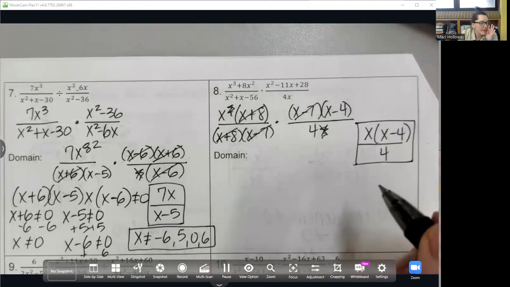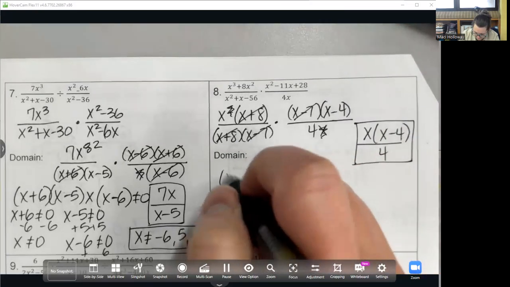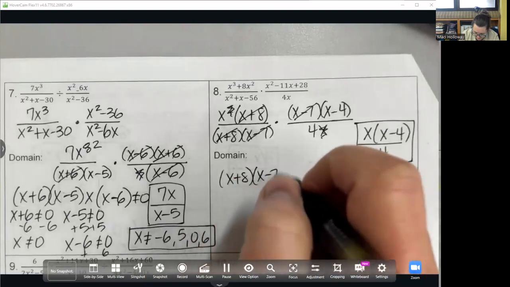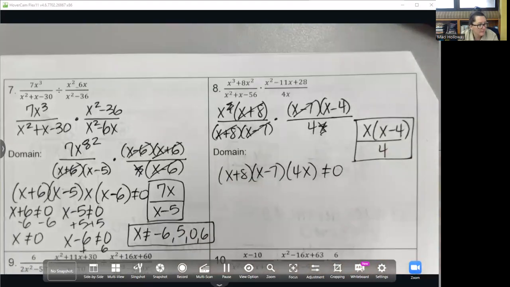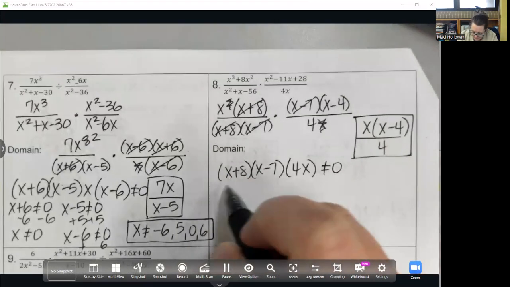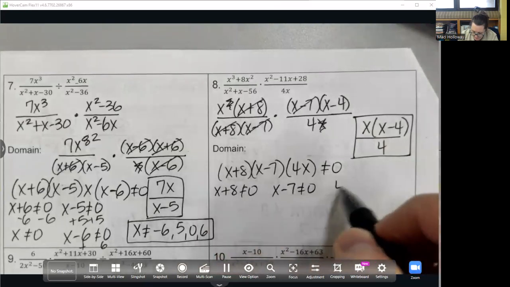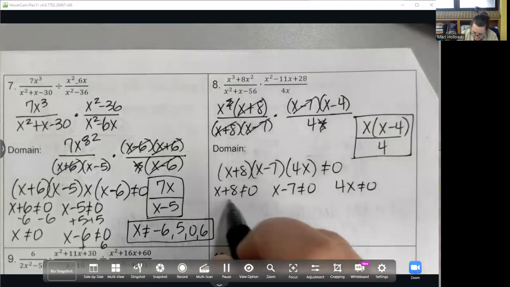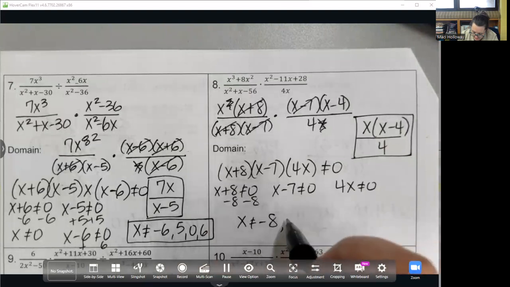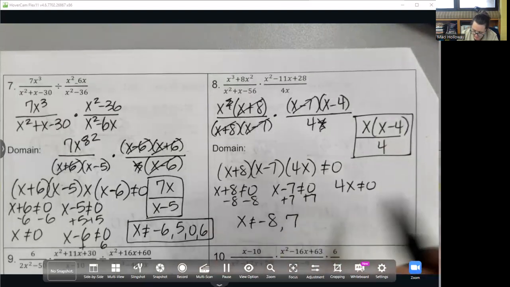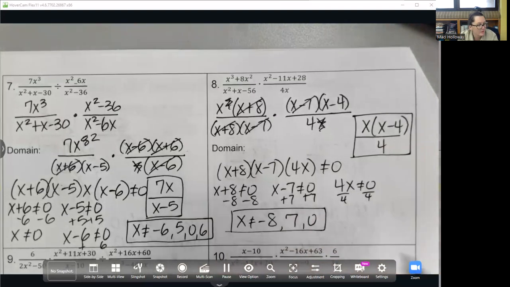All right. So our domain is the original denominator. I'm going to take the factored one. Is x plus 8, x minus 7, and this 4x cannot equal 0. So we have x plus 8 cannot equal 0, x minus 7 cannot equal 0, 4x cannot equal 0. Subtract your 8, x cannot equal -8, add 7, x cannot equal 7, divide by 4, and x cannot equal 0. So 3 domain restrictions there.